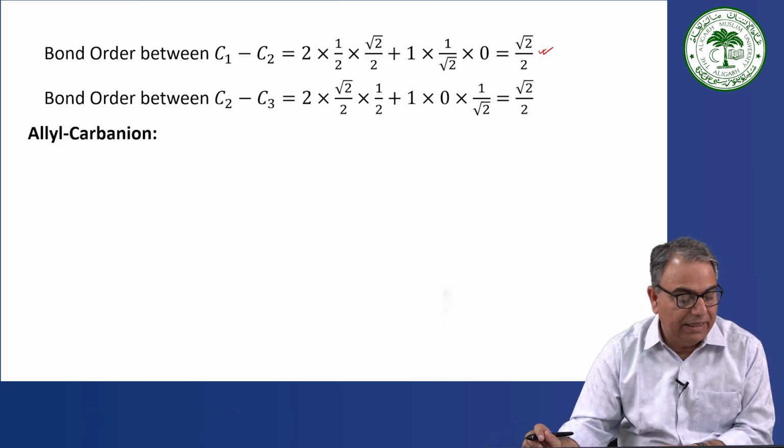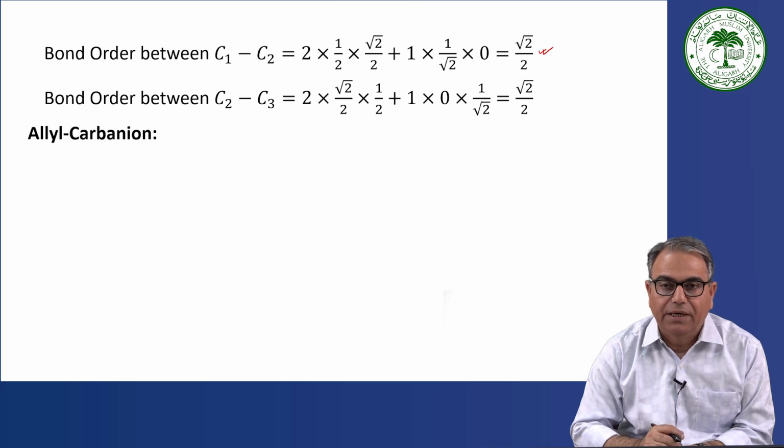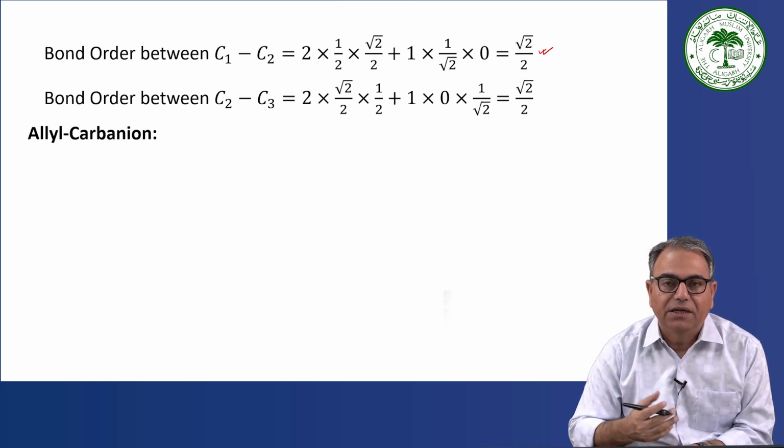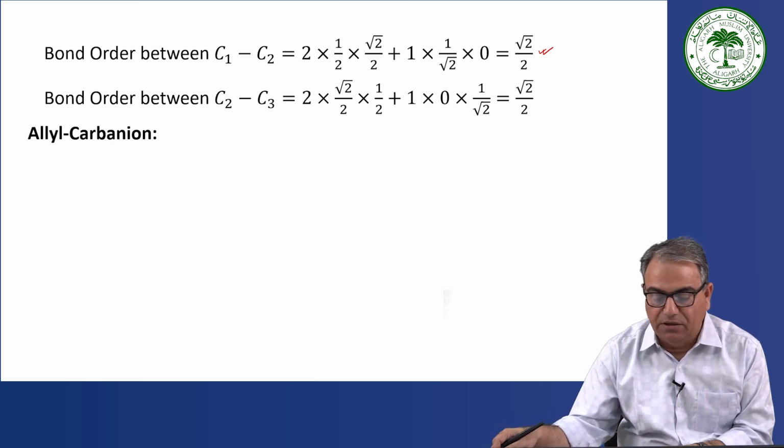Now the next system is the allyl carbanion. In the allyl carbanion, what is expected? It is expected that the total charge present on the system should be 1 negative charge. Okay, that's very expected because it's a carbanion. Let's see if we calculate through HMO, we get it or not.